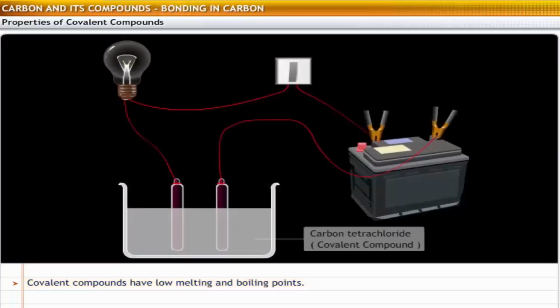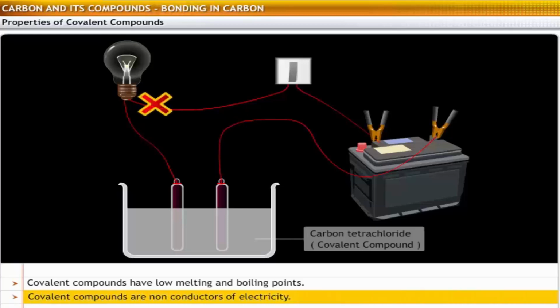When compared to ionic compounds, covalent compounds are non-conductors of electricity. This is due to the absence of free ions. The type of bonding in the carbon compounds does not give rise to any ions.